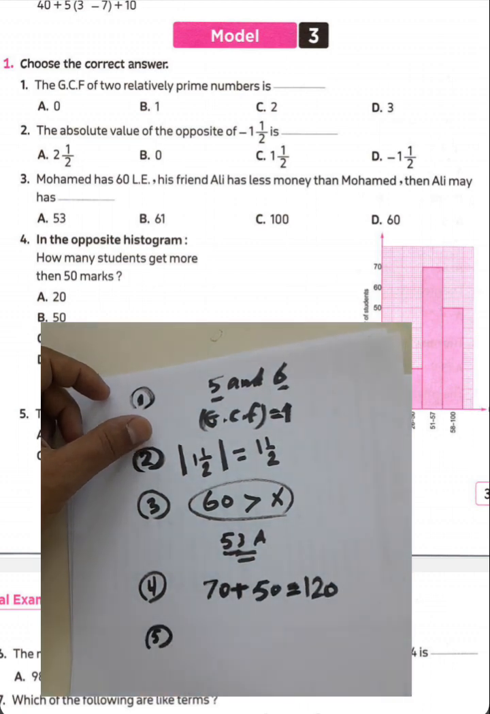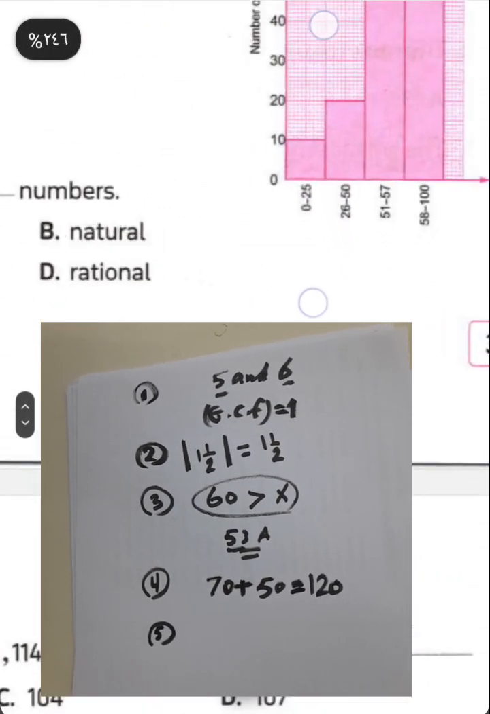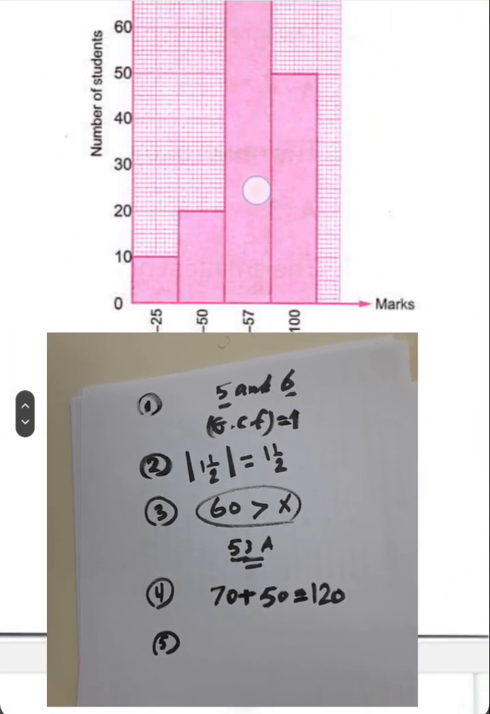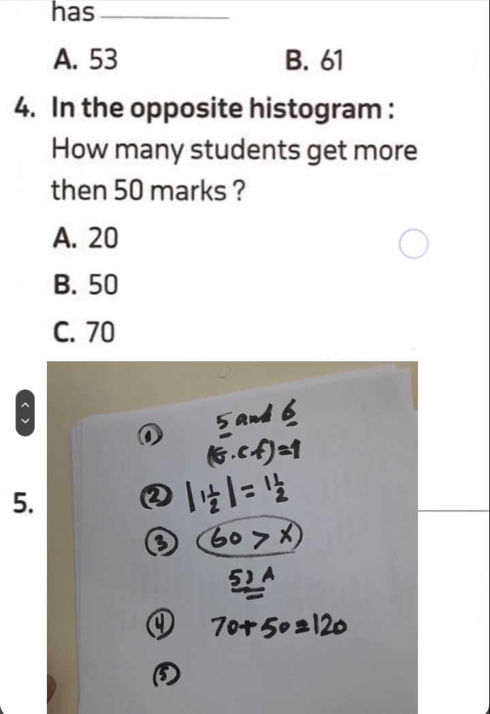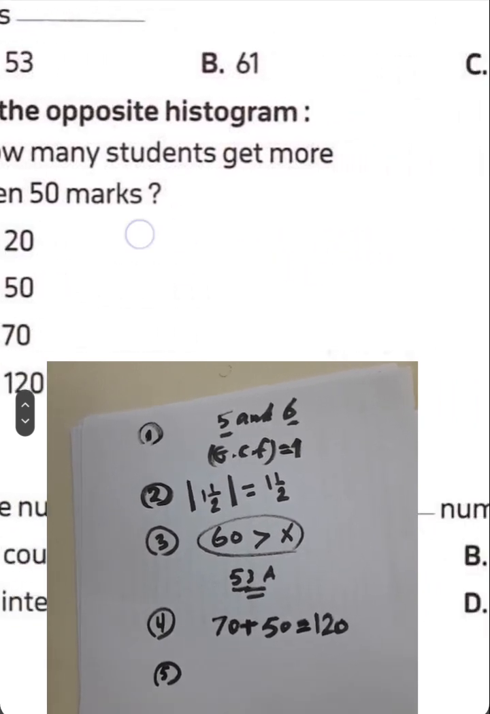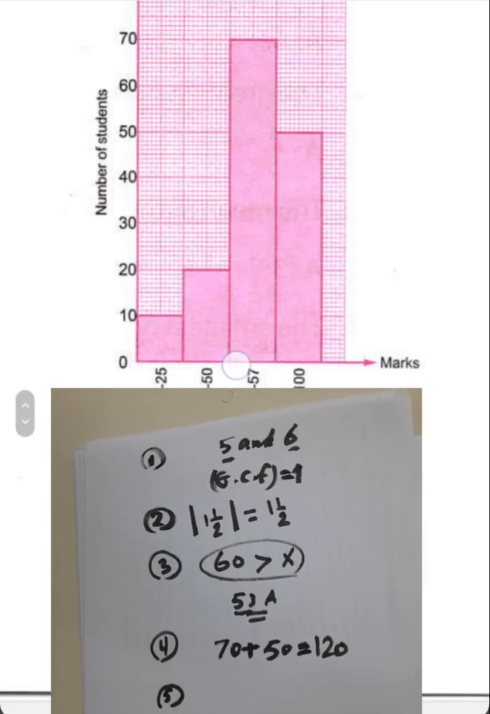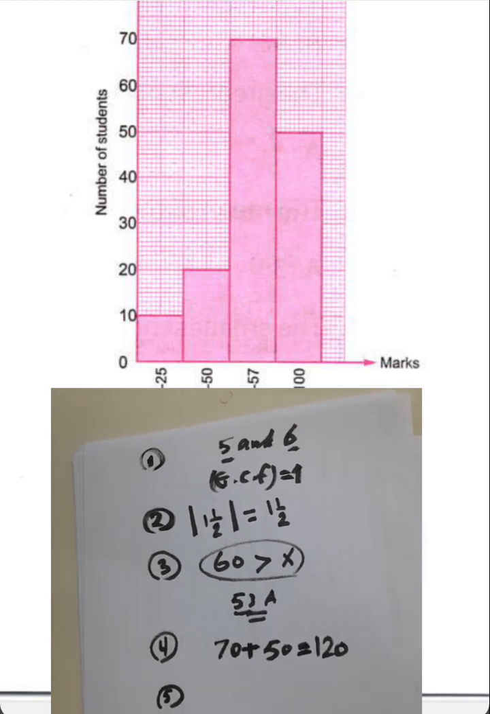Question number 4. In the opposite histogram, how many students get more than 50 marks? Look here. He wants how many students get more than 50 marks. This is 50. We have 20 students who get 50 marks, but we want to find more than 50.